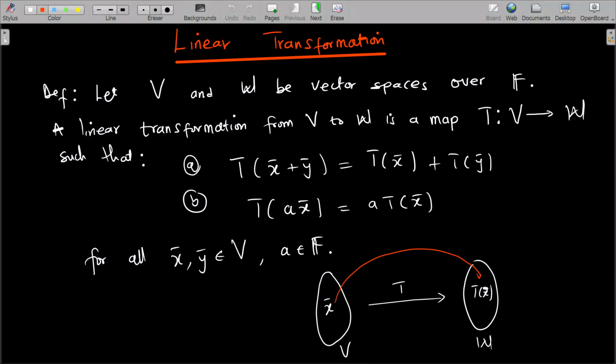Hi, welcome to this lesson of linear algebra. So we are at the point where we're going to talk about linear transformations. Okay, so let's go through some definitions and solve some examples.